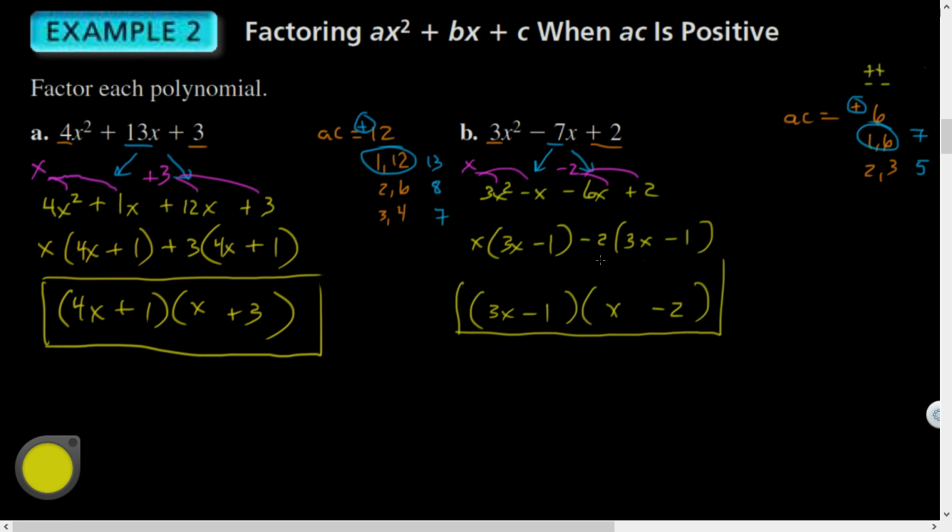All right, lots of steps here, I realize. We're gonna get plenty of practice at this.